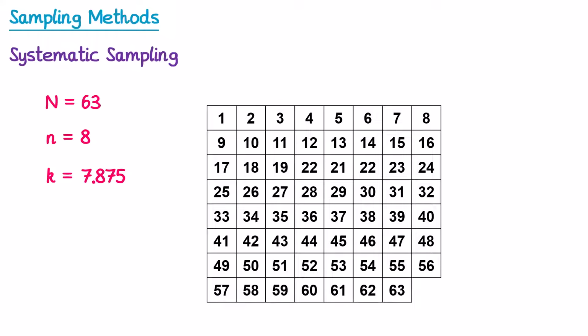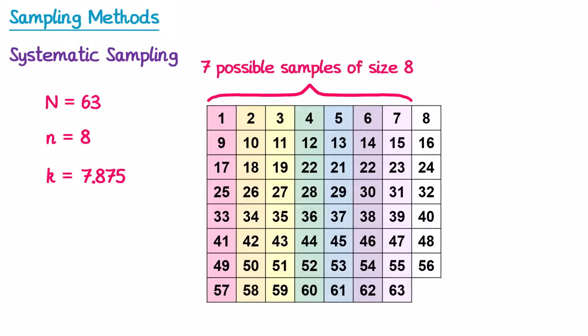Instead, we randomly sample one of the first 7 items. For example, the item number 4 could be selected at random. Then we take each 8th item after this point. So item 12 all the way down to item 60. You can see this is a sample of size 8. If we randomly sampled item number 1, then we would have this sample, also of size 8. If it was number 2, we'd have this sample, 3, 5, 6, and 7. So you can see here there are still 7 possible samples of size 8.